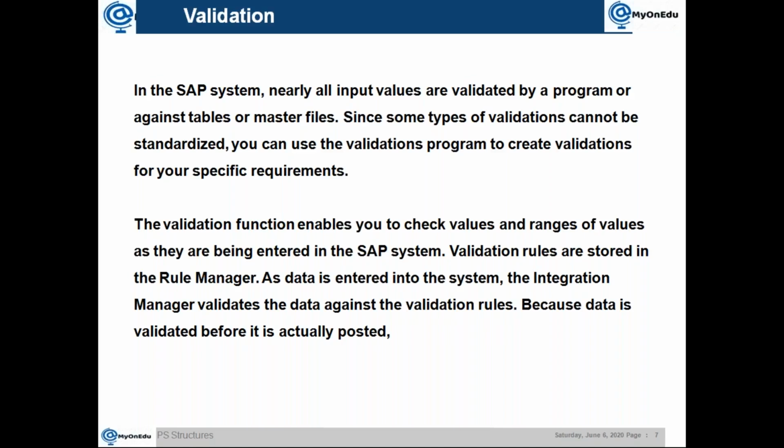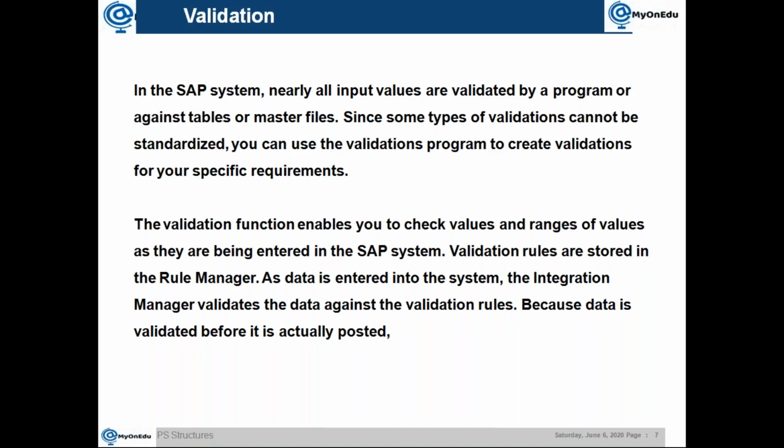The validation functions enable you to check values and ranges of values as they are being entered in the SAP system. Both options are there, because in SAP there is a concept. Normally, if you want to enter a range of values, either we create a custom table, or there is an option in SAP known as the set table concept. It's like a custom table where you can maintain values, then you can validate against that. Validation rules are stored in the rule manager.